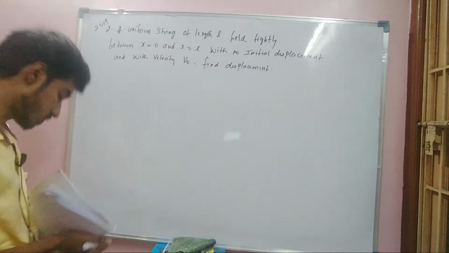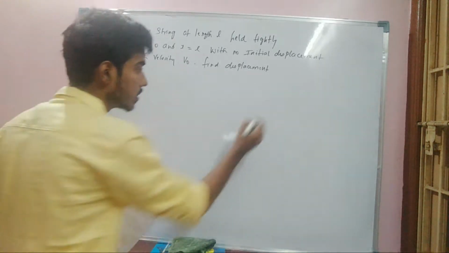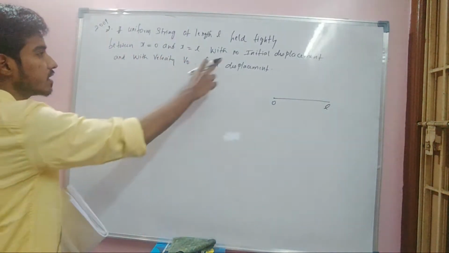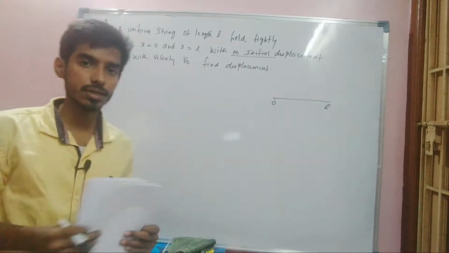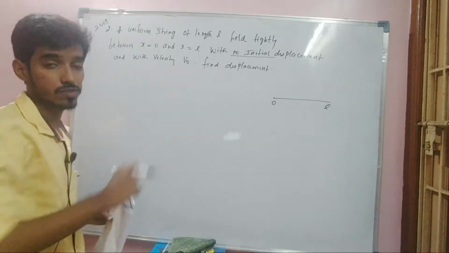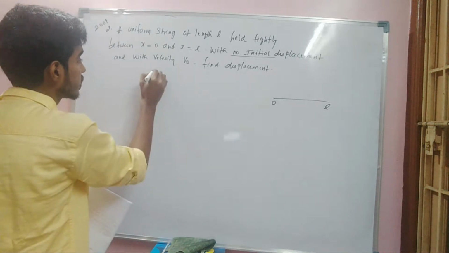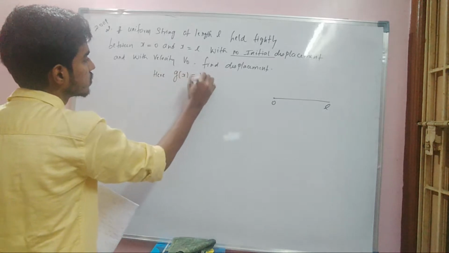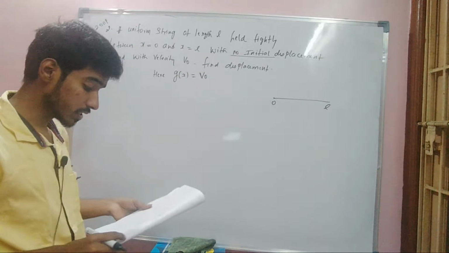So a uniform string of length L is tightly held between two ends, x equal to 0 and x equal to L. So it's a string from 0 to L. Now it is given that the initial displacement is 0, so it comes under particular case 2. The initial velocity is v0. In the previous problem, the velocity was kx times (L minus x), but here the initial velocity is v0. So here our g of x is v0, which is a constant. Now we need to find the displacement.